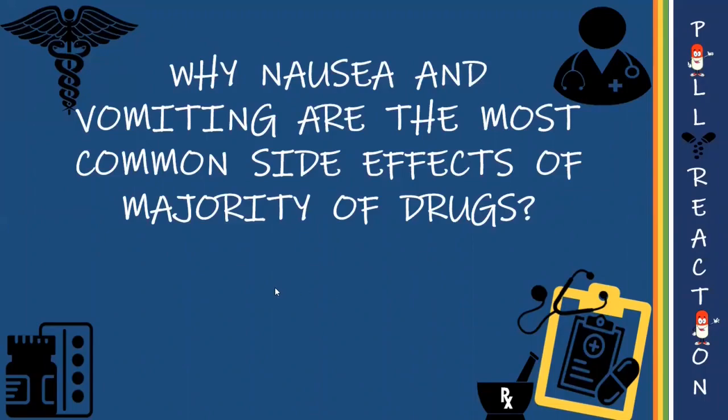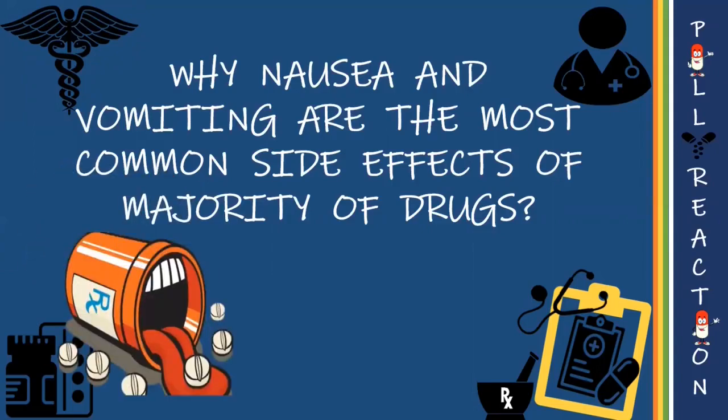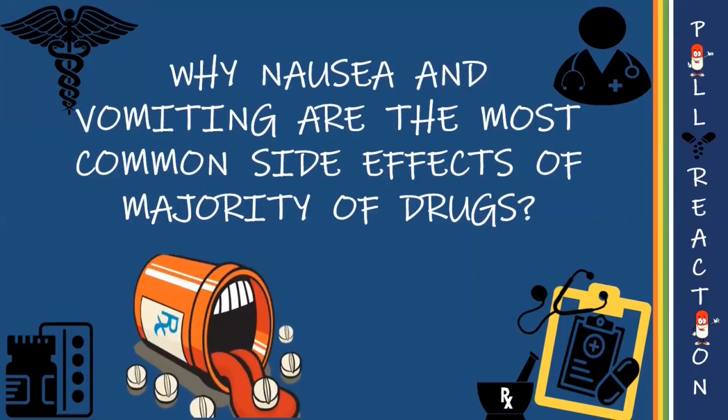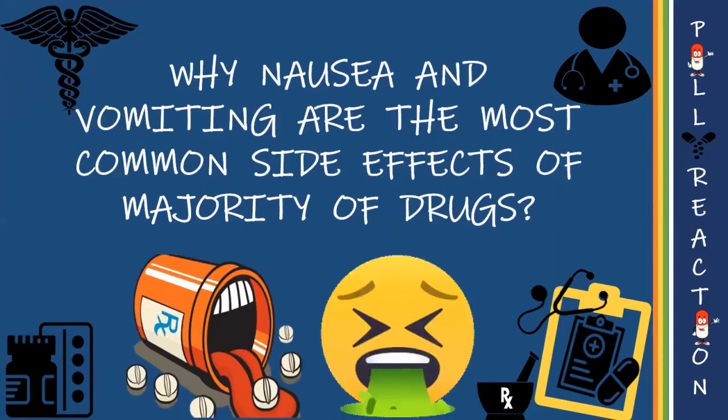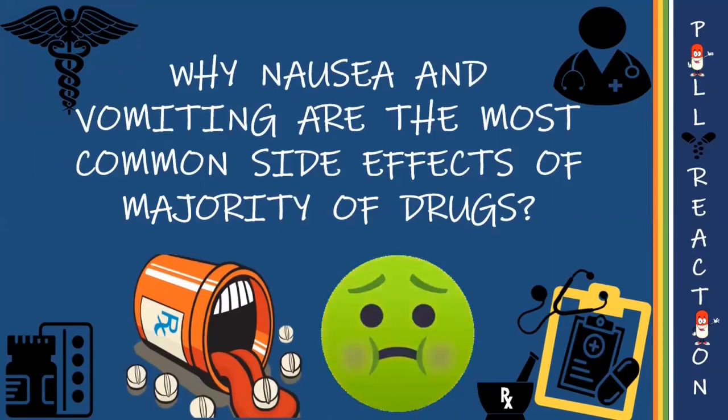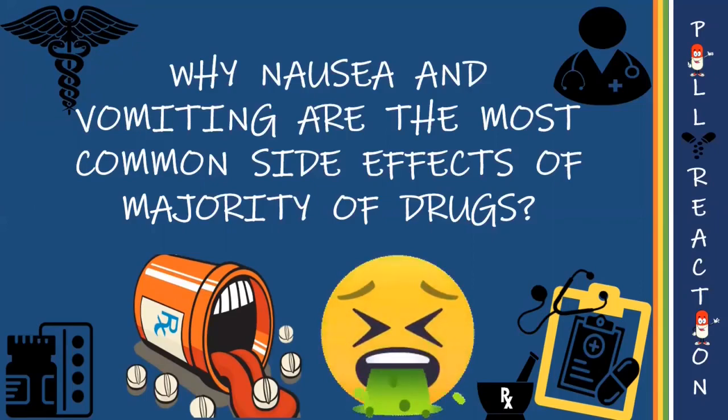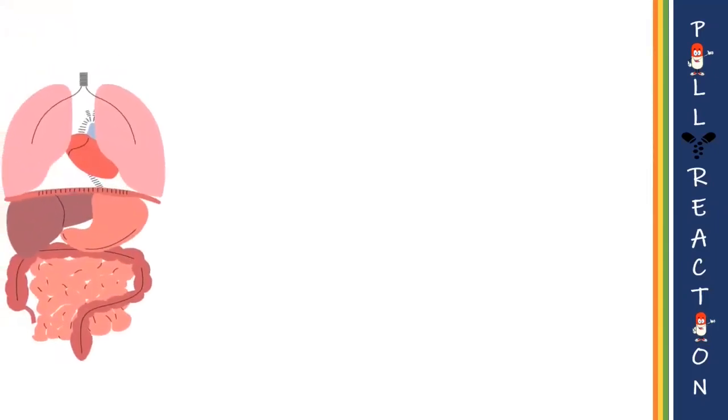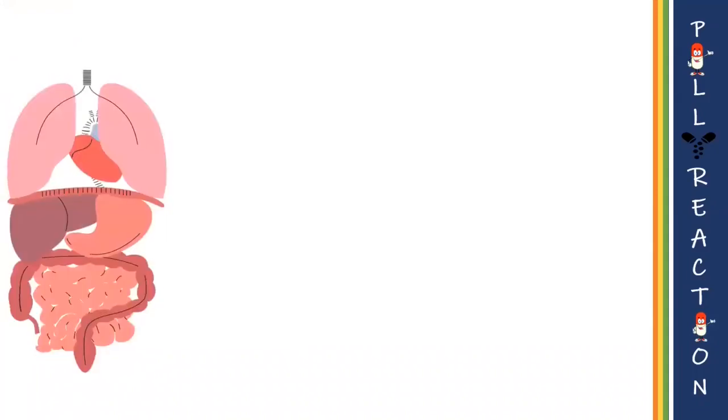In this episode, we are going to discuss the most common side effects of the majority of drugs, which are gastrointestinal issues such as nausea and vomiting. Because most of the drugs go through the digestive system for absorption, isn't it? Yes. However, the human body is one of the most fascinating living forms on earth. I'll be telling you why.